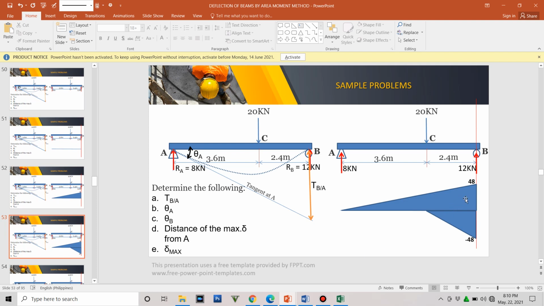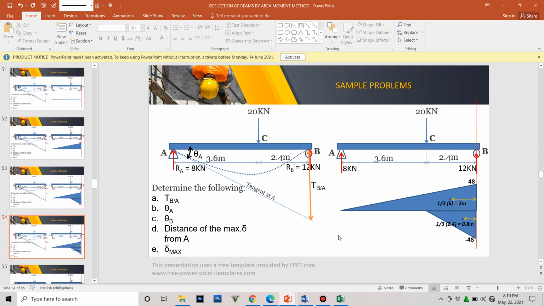So if you notice, wala nga tayong rotation sa roller at B kasi nga we have no additional moment. So, walang excess na moment dyan. So, it will just yield to 0. So, this is our moment diagram by parts.